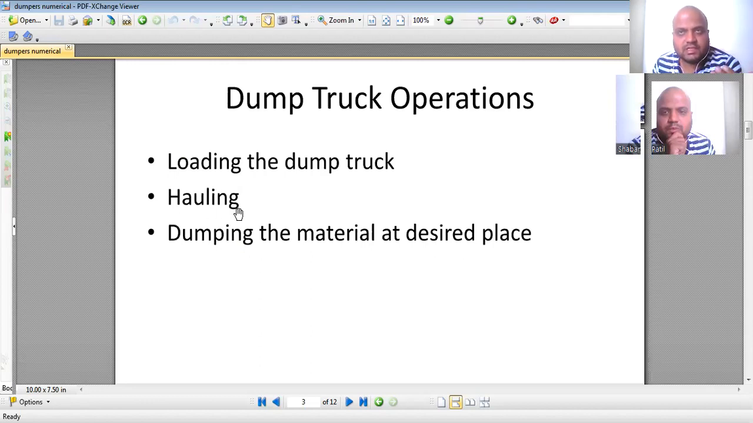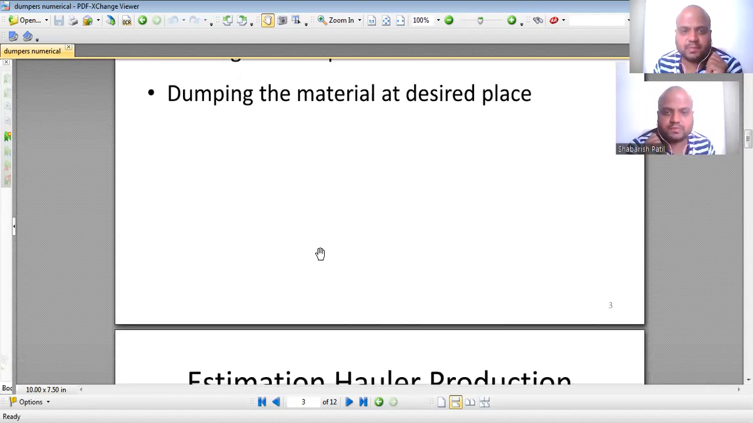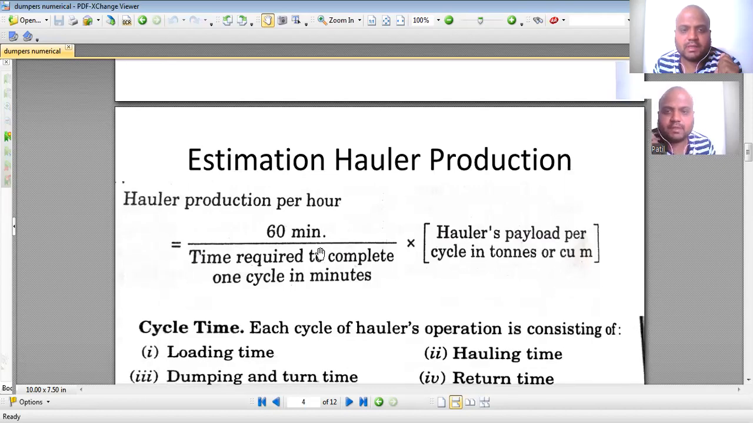And then once we reach the site where we want to dump it, there we are supposed to dump the material at the desired place, and then we should again return back to the initial place. So this is the operation involved in the dump trucks. Okay.